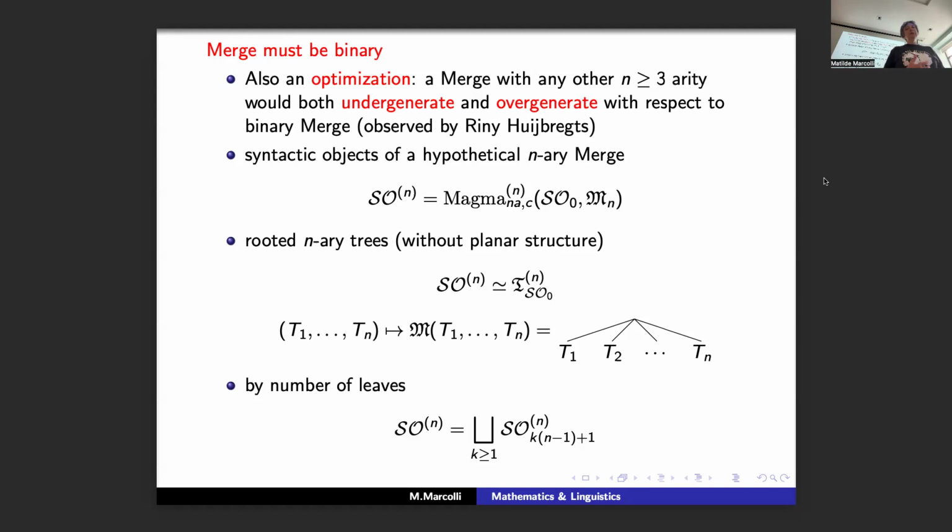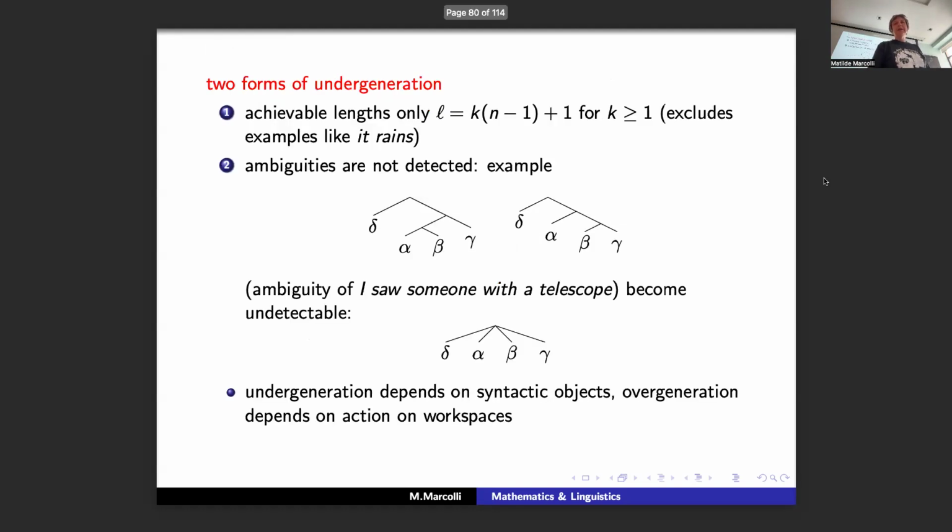And if you look at just the n-ary trees, the ones where every internal vertex has n descendants, then this is not the case anymore. It is no longer true that any positive integer can be the number of leaves of an n-ary tree. The number of leaves of an n-ary tree is only of this form. And so this already says that this structure undergenerates with respect to the binary leaves.